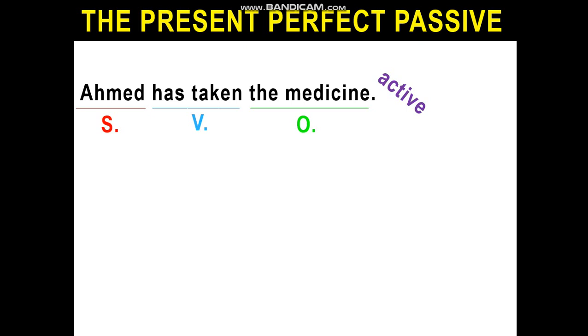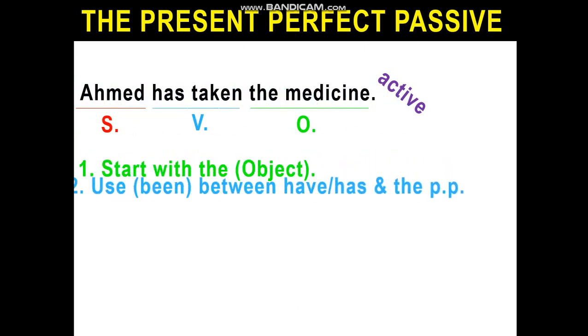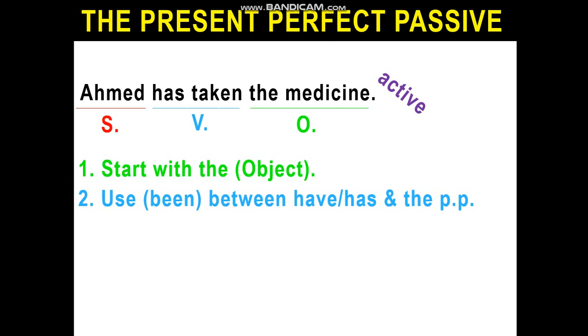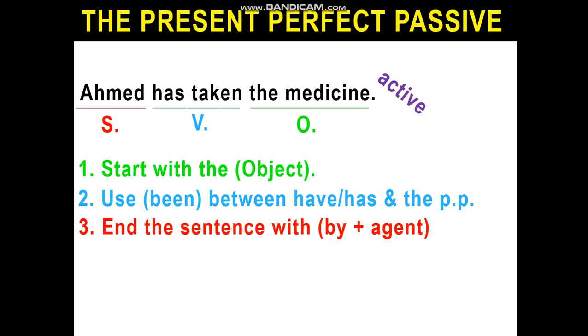In order to turn any sentence from the active voice into the passive voice in the present perfect tense, we have to follow three main steps. Step number 1 is to start with the object, which is the medicine. Step number 2 is to use been between have or has plus the PP. So here the verb has taken, so it's gonna be has been taken. Step number 3, end the sentence with by plus agent. And this step is optional. You can use it or not.